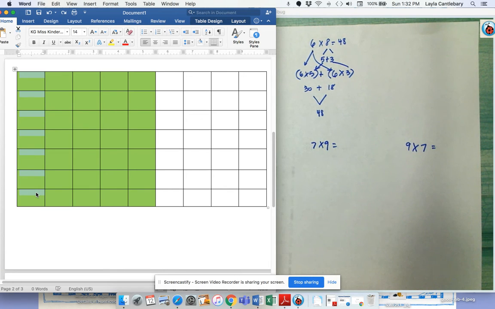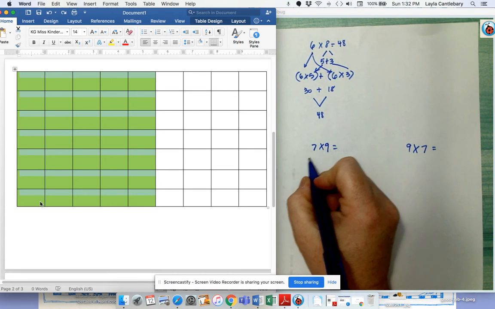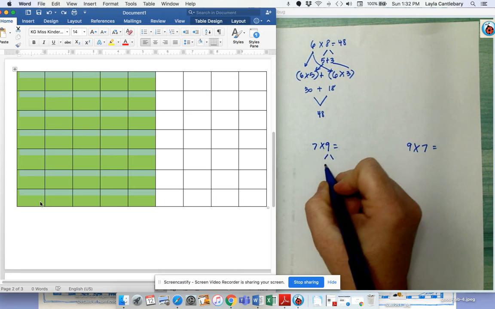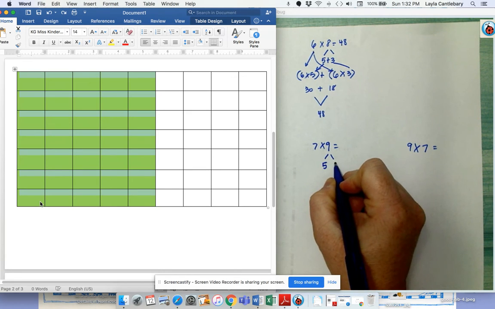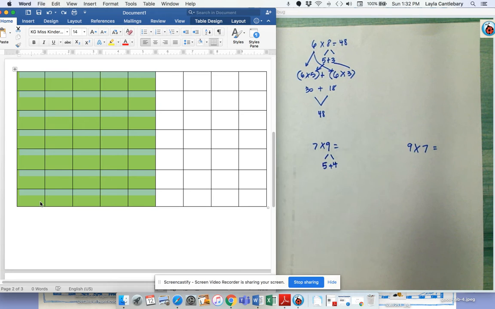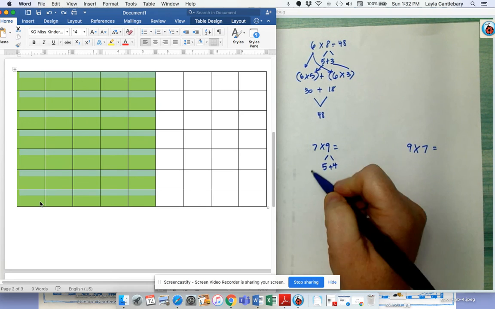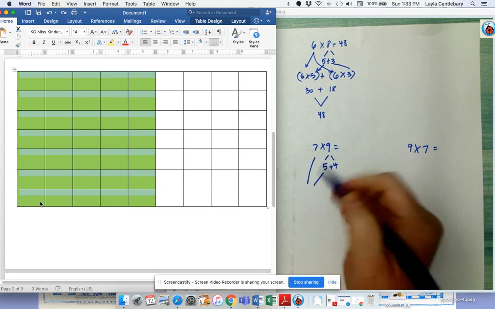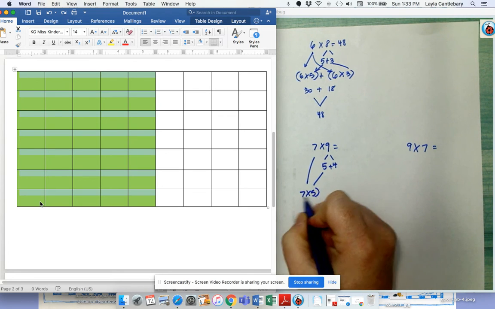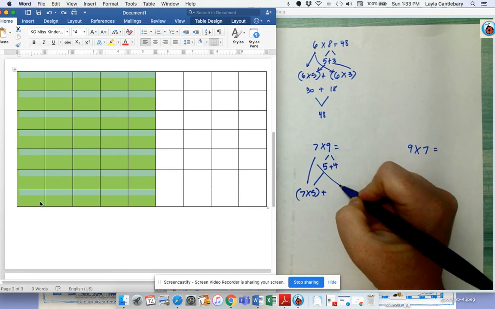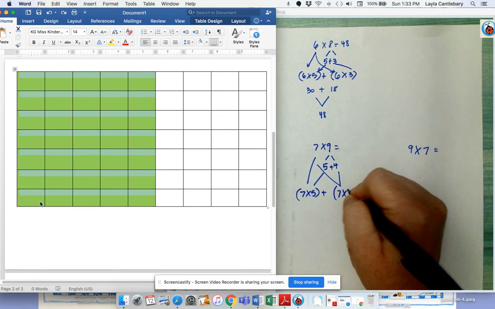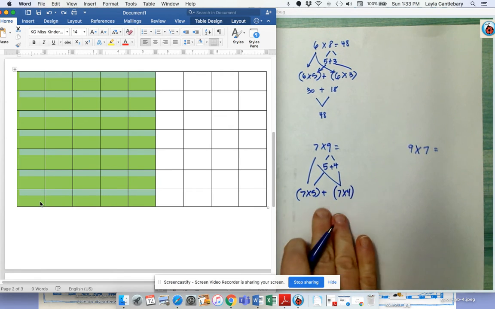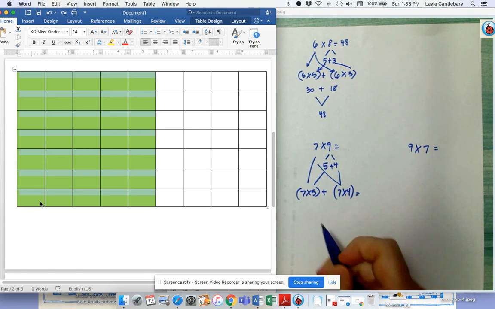So I noticed that again, it's shaded 5 of the 9. So when I count, 1, 2, 3, 4, 5 columns are shaded green. So I'm basically breaking this 9 up into 5 and 4, right? Because 5 plus 4 equals 9. Then I'm going to distribute that, and I'm going to say 7 times 5, and then I'm going to add that to 7 times 4, and so now I'm going to use that distributive property to get my answer.